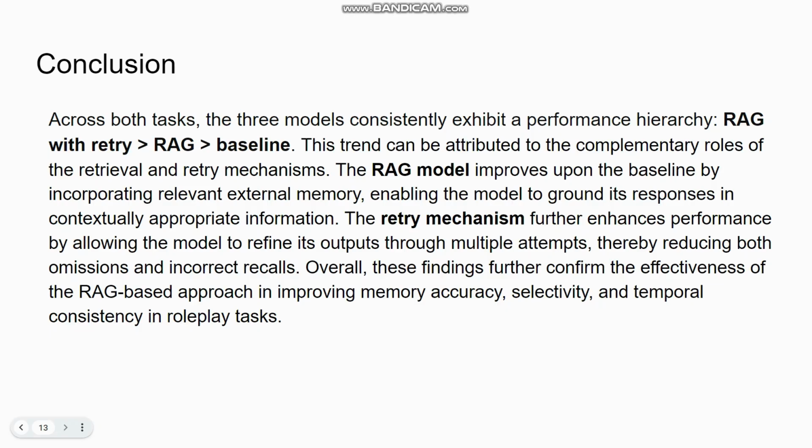Retrieval helps the model ground its answers in relevant parts of the external memory, which improves contextual accuracy. On top of that, the retry mechanism allows the model to make multiple attempts, helping reduce missed answers and false recalls. These two components lead to better memory alignment, more selective responses, and stronger control over temporal consistency.